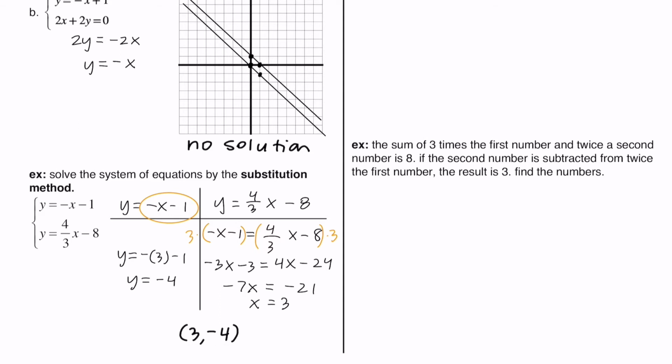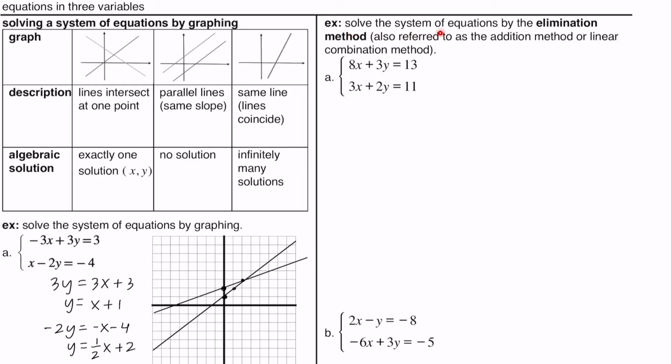x, y. This example says solve the system of equations using the elimination method. This can also be referred to as the addition method or linear combination method. When we do this, we want our x's to be opposite, or we want the y's to be opposite.